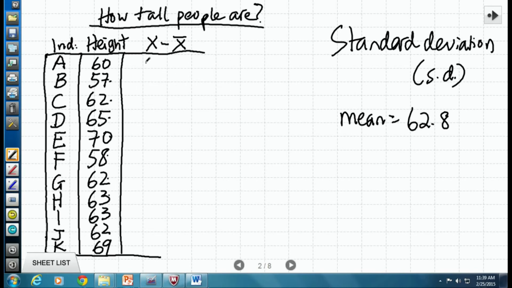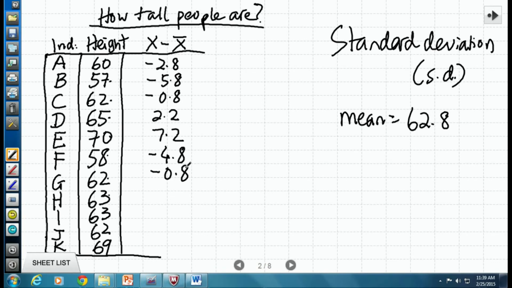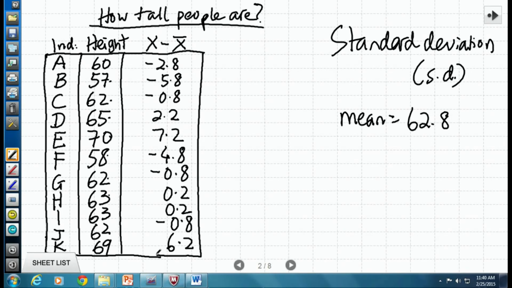So the first one will be minus 2.8, second one will be minus 5.8, minus 0.8, 2.2, 7.2, minus 4.8, minus 0.8, next one 0.2, 0.2, minus 0.8, and finally the last one will be 6.2. Okay? Now these scores will tell you how far each of these scores is from the mean.